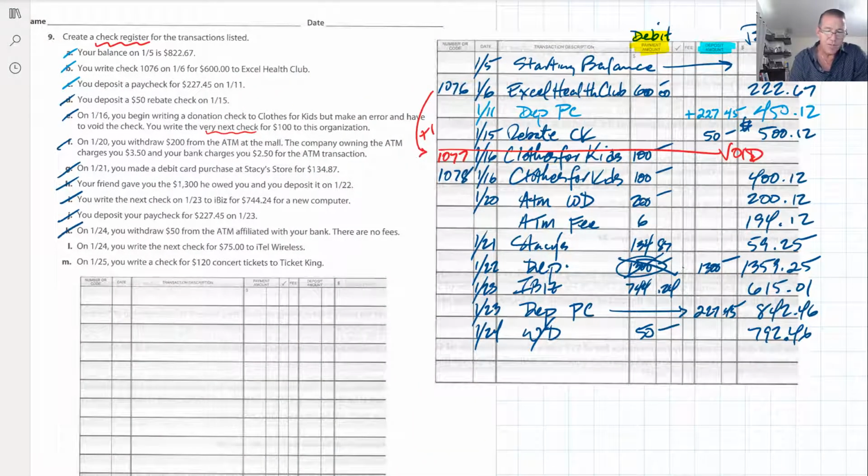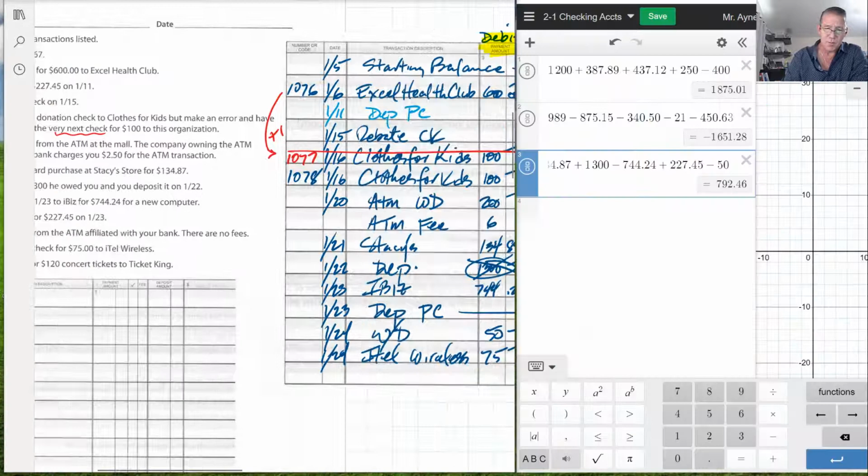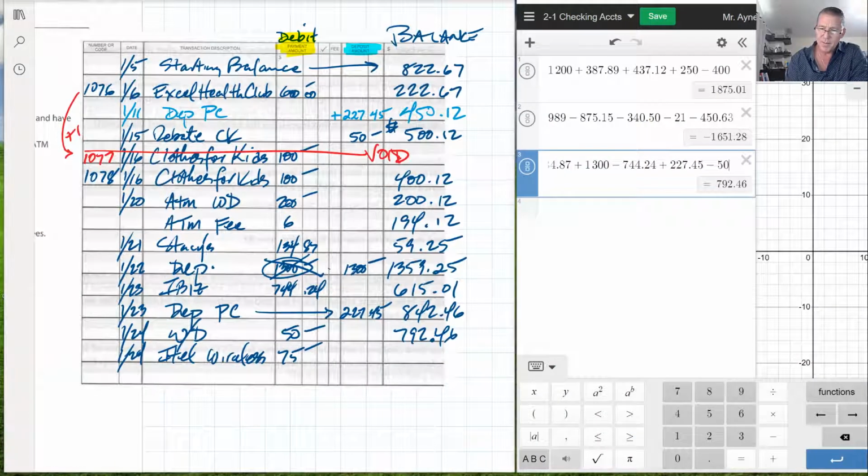We just have a few more things to do. On the 24th, you write a check for $75 for ITEL Wireless. Okay, so on the 24th, you write a check to ITEL Wireless. That's in the description, for $75. So let's subtract that from the total. All right, so minus 75. And again, now we're down at $717.46. We're almost done here.